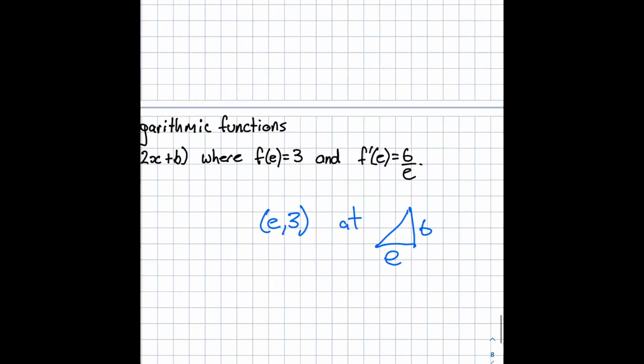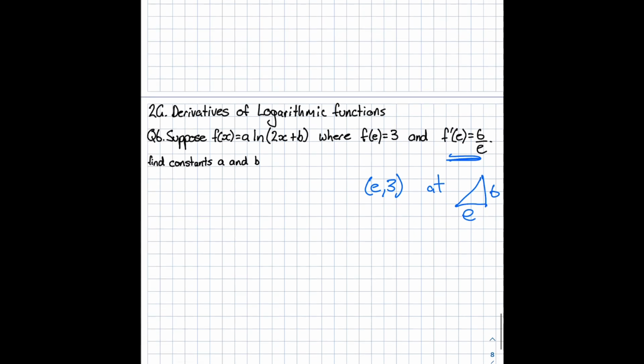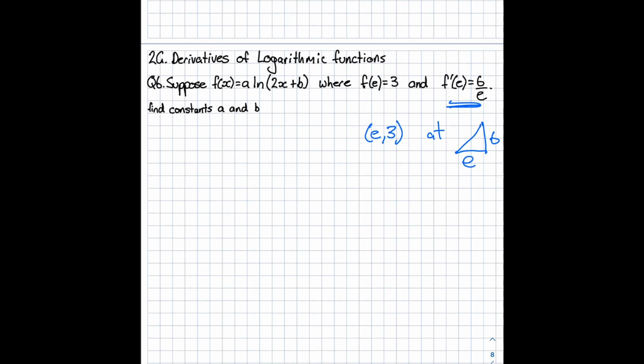We don't really need that stuff. I'm just trying to put that into context for this problem. But the most important thing really is, first step, we need a derivative. So we've got two equations. So we take the derivative of this function.